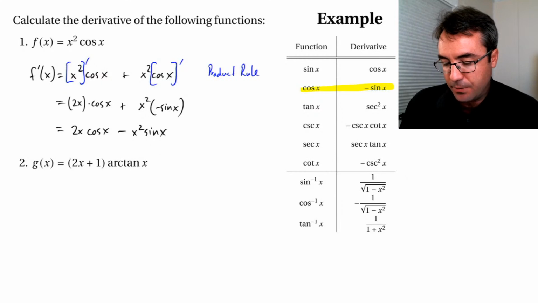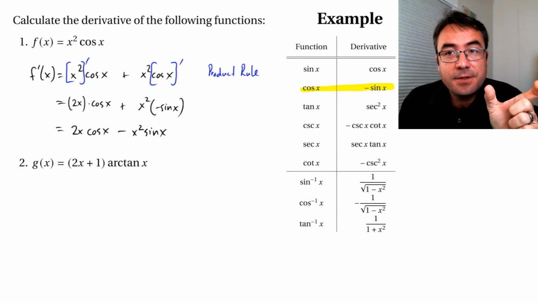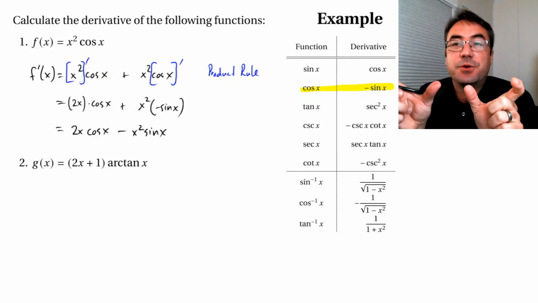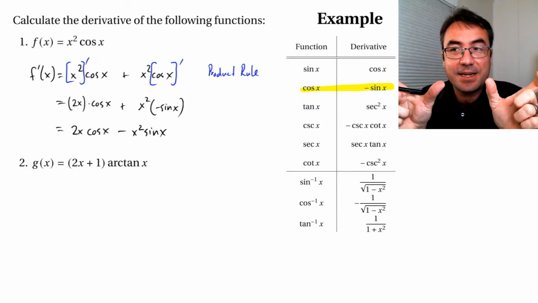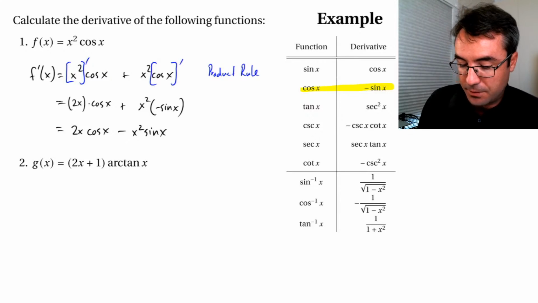All right, let's try one with an inverse trig function. So we're going to differentiate the function g of x equal to 2x plus 1 times arctan of x. And when we look at this, we have 2x plus 1, we have arctan, and we're multiplying them together. So it's a product of two functions. There's x terms on one side, x terms on the other side. So we have to use product rule.